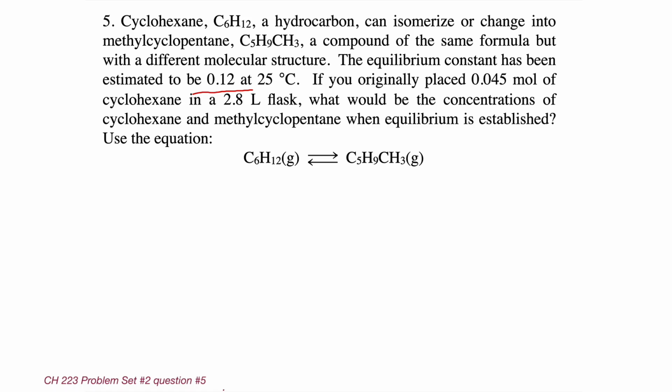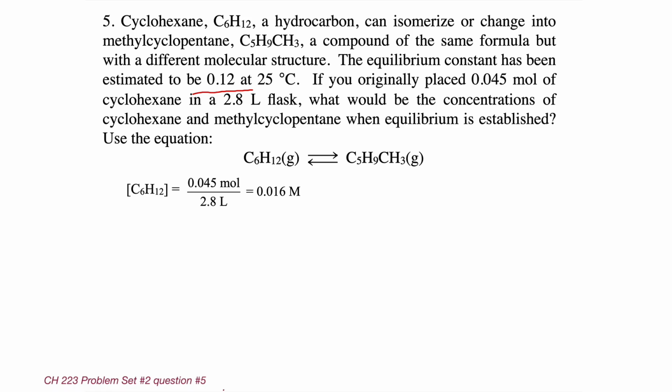Believe it or not, this is a pretty doable problem. We've got the equilibrium constant, 0.12. It equals products over reactants at equilibrium. We have the initial amount of cyclohexane, but we don't have any of the methylcyclopentane to begin with. So we're going to use an ICE table to figure out what all these different parts are.